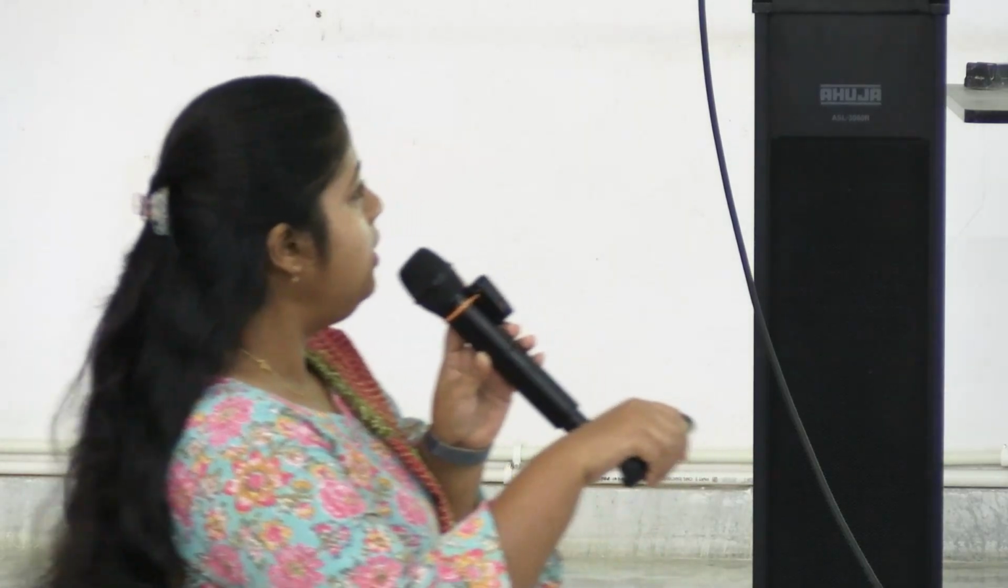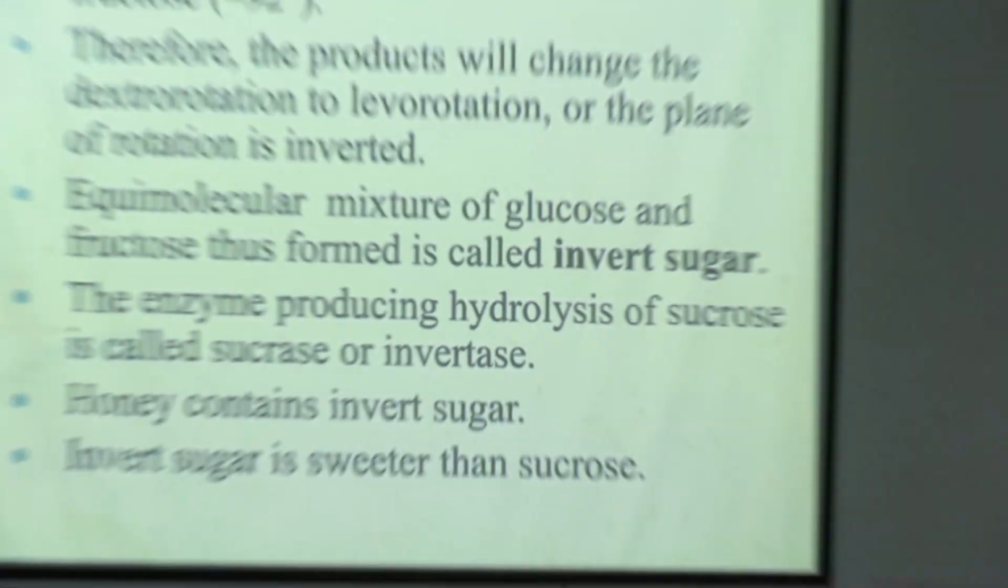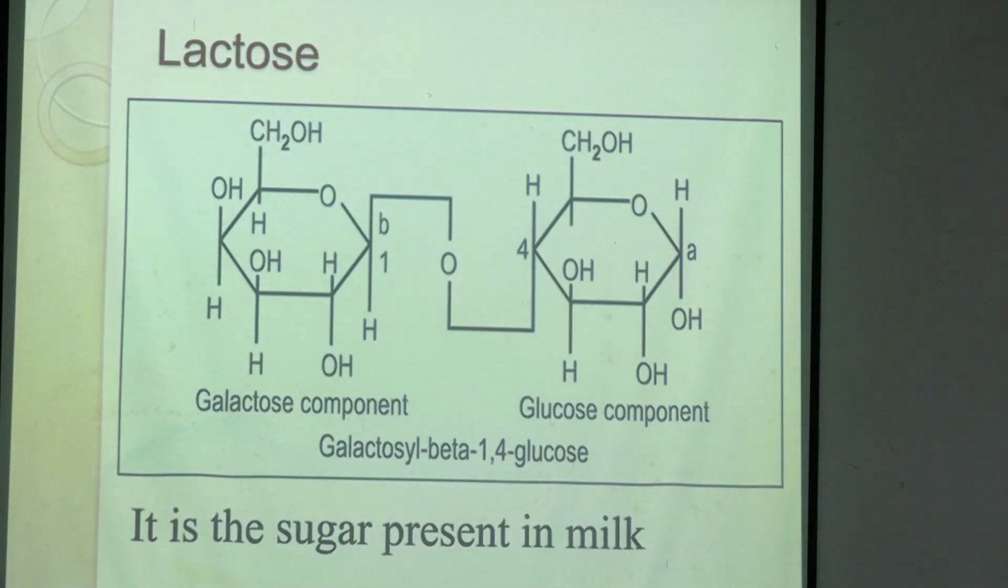and that is because after hydrolysis equimolar glucose and equimolar fructose will be formed. So the resultant rotation will be negative, whereas it was initially plus 66.5. Understood? Okay? So the enzyme producing hydrolysis of sucrose is called sucrase or invertase. Honey contains invert sugar. Okay, next.